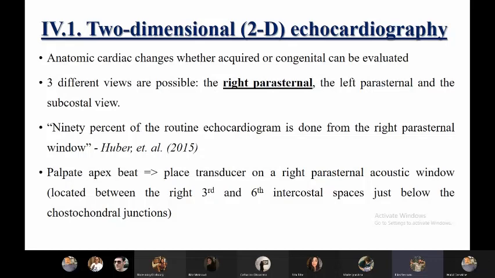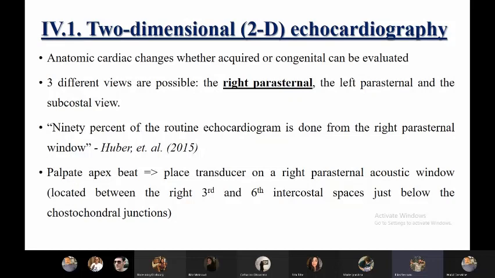For 2D echocardiography, it allows for the evaluation of anatomic cardiac changes, whether acquired or congenital. Three different views are possible in this mode: the right parasternal, which is highlighted, the left parasternal, and the subcostal view. The right parasternal is highlighted since 90% of the routine echocardiogram is done from the right parasternal window according to Huber et al. So only the right parasternal view will be discussed in this presentation.